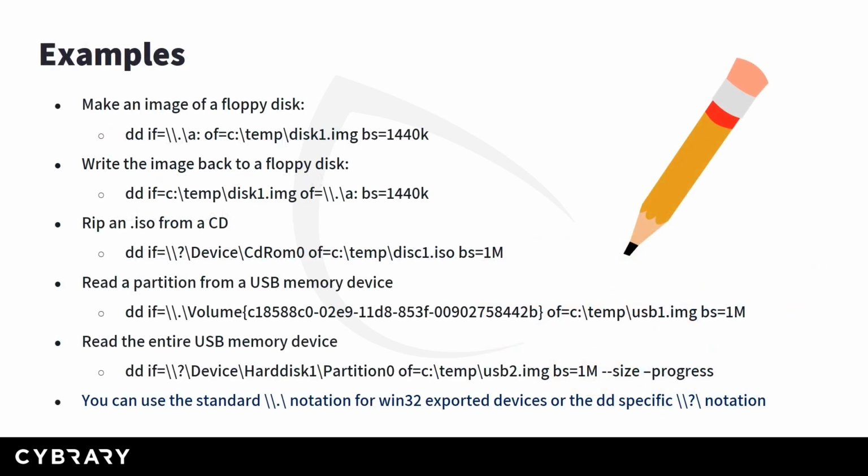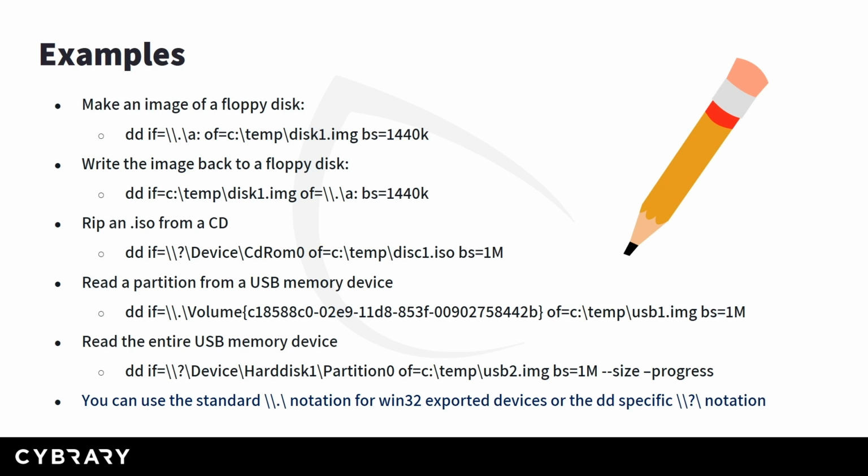Here you can see some examples. For making an image of a floppy disk, you can specify A in the input file, as this is the letter reserved in Windows for floppy disks. The same case for writing the image back. In this case, the letter A needs to be in the output file. In the third example, when ripping an ISO from a CD, the command device CD-ROM 0 as the input file will tell DD that the input is a CD.